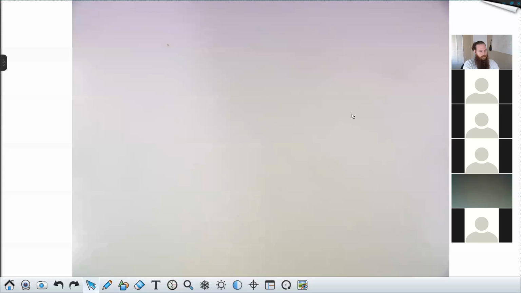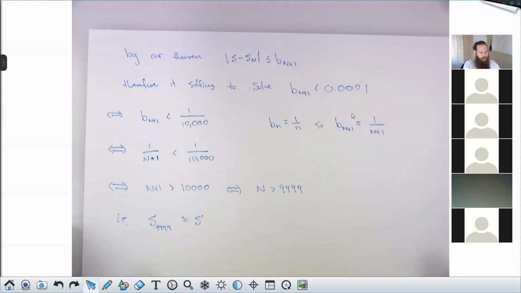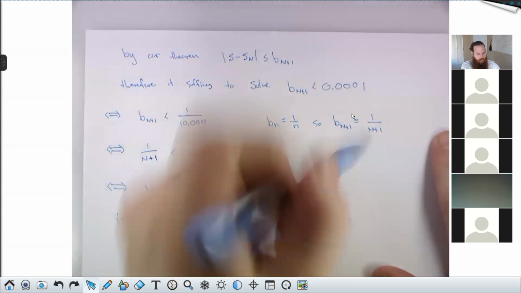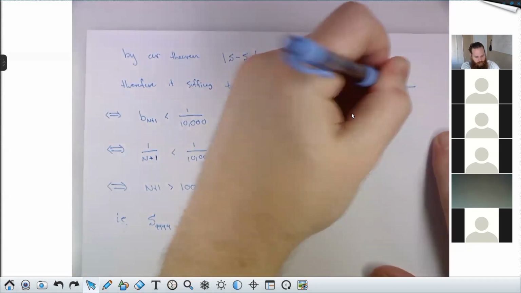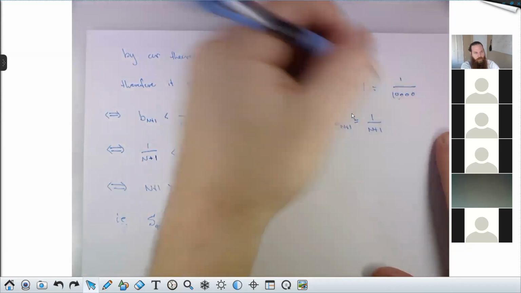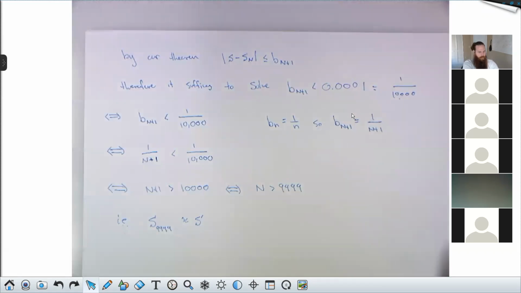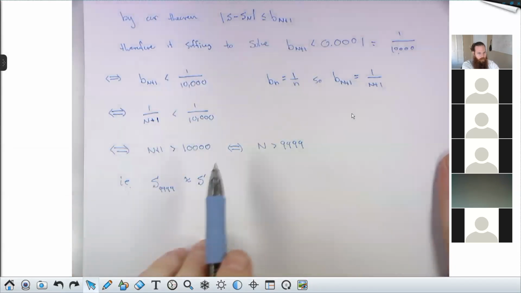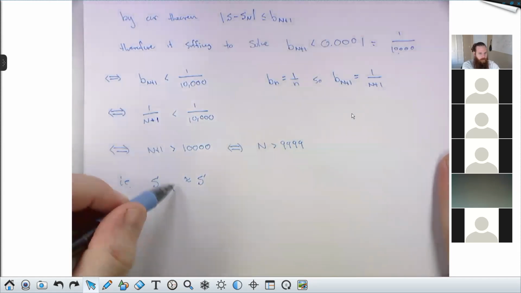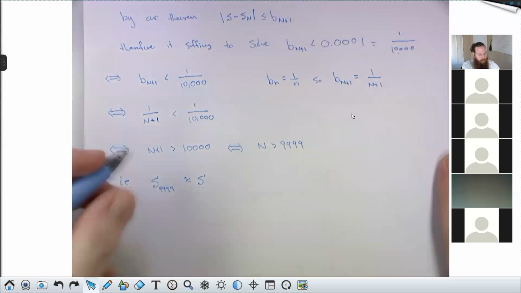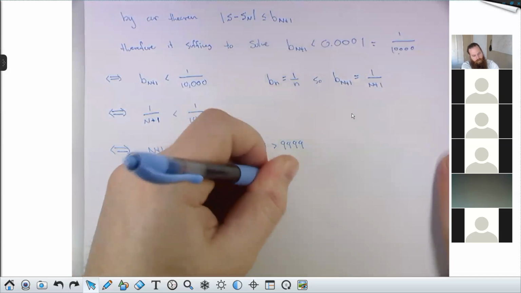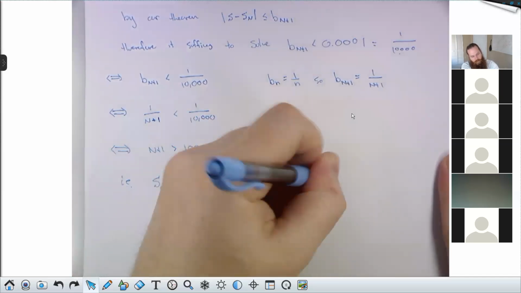So then I wrote 0.001 as a fraction. 0.001 is 1/10,000th. This piece is literally 1 over 10,000. Just wrote it as a fraction. All right, so because this inequality is satisfied if n is at least 9,999, then I know that the 9,999 sum is a good approximation for S, accurate to at least 3 decimals.